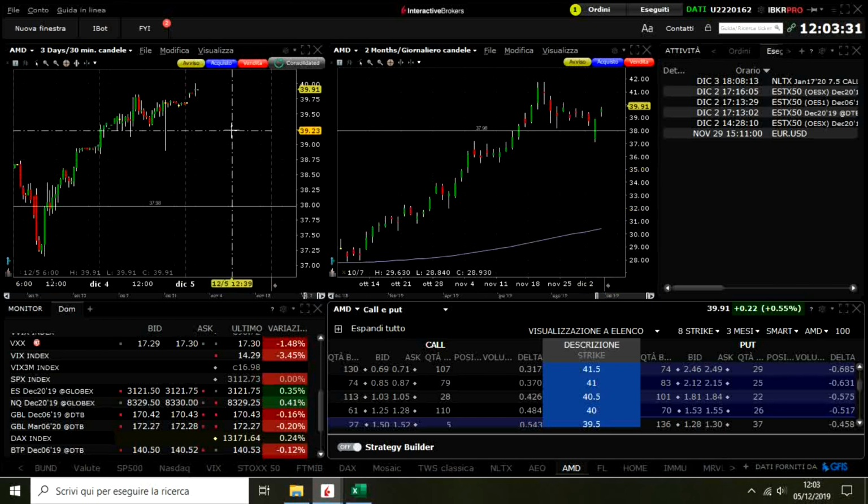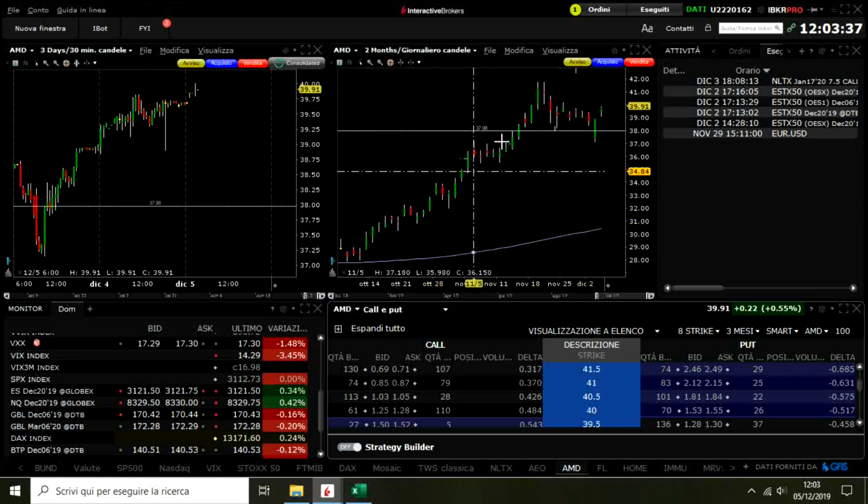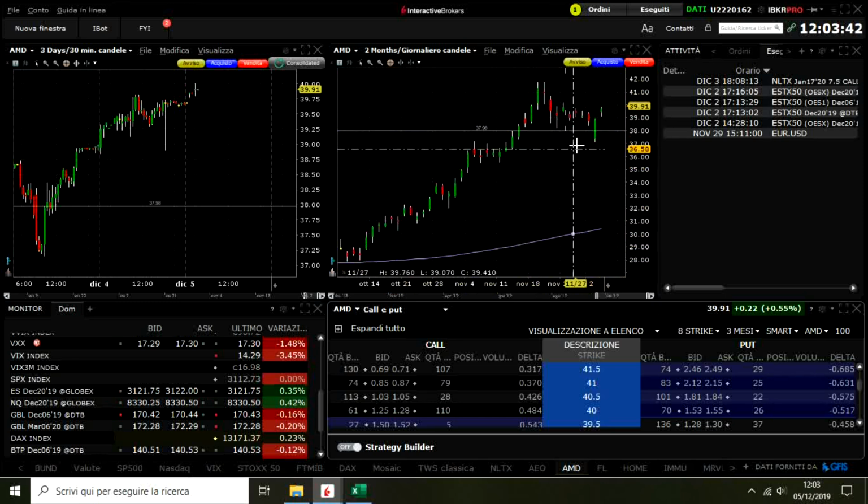What you're looking at is the stock AMD, Advanced Micro Devices. The trend is upgoing, no doubt. Short term, sideways range, maybe the price is going to increase again, and who knows, it could break the previous relative maximum. So assume that you have a bullish expectation on the stock AMD.